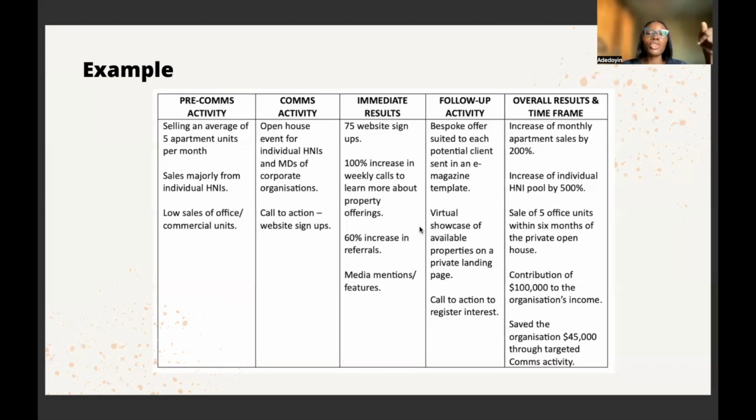And then you go to the immediate results. So let's say after this open house, or from this open house, you had 75 website signups, and then there was a 100% increase in weekly calls to learn more about the property and offerings.